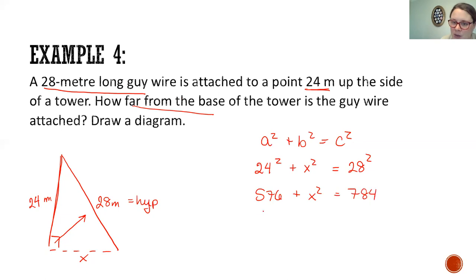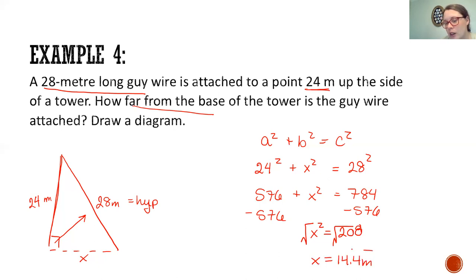We have to move this to the other side, so we're going to subtract it. Now, the more comfortable you are with rearranging equations, you may find you skip a few steps. I'm assuming that you need a little bit of brush up, so I'm keeping all of the steps in here. But showing a couple less steps would be okay, as long as you get to the same answers as what I'm getting. So 784 minus 576 left us with 208. So x squared is equal to 208. Square root both sides, and x is equal to 14.4 meters. So that guy wire is attached 14.4 meters from the base of the tower.